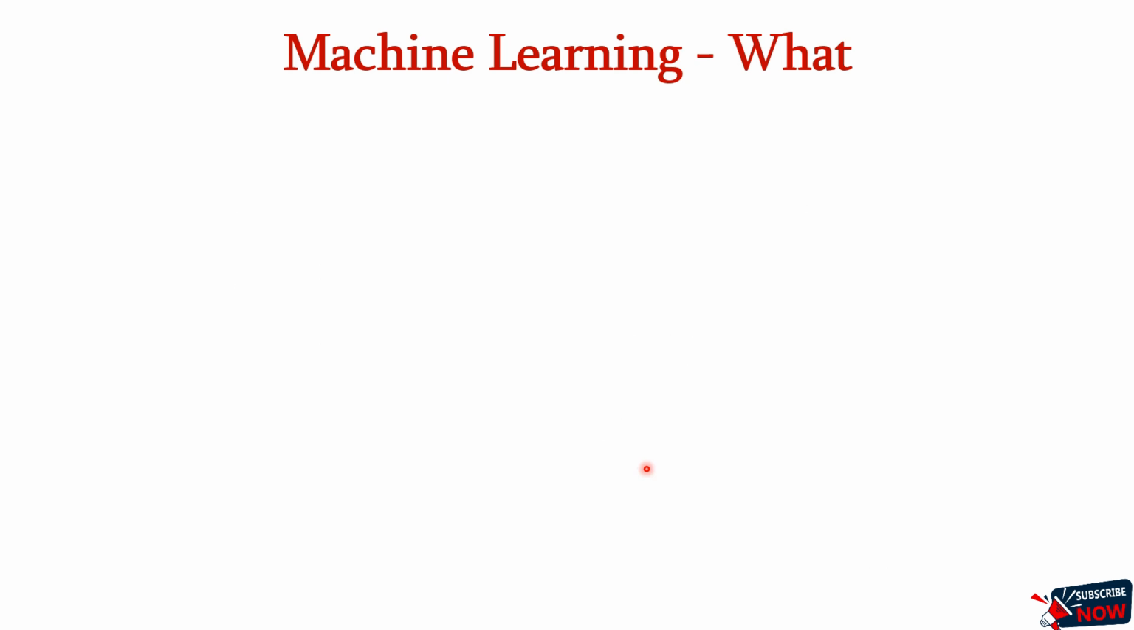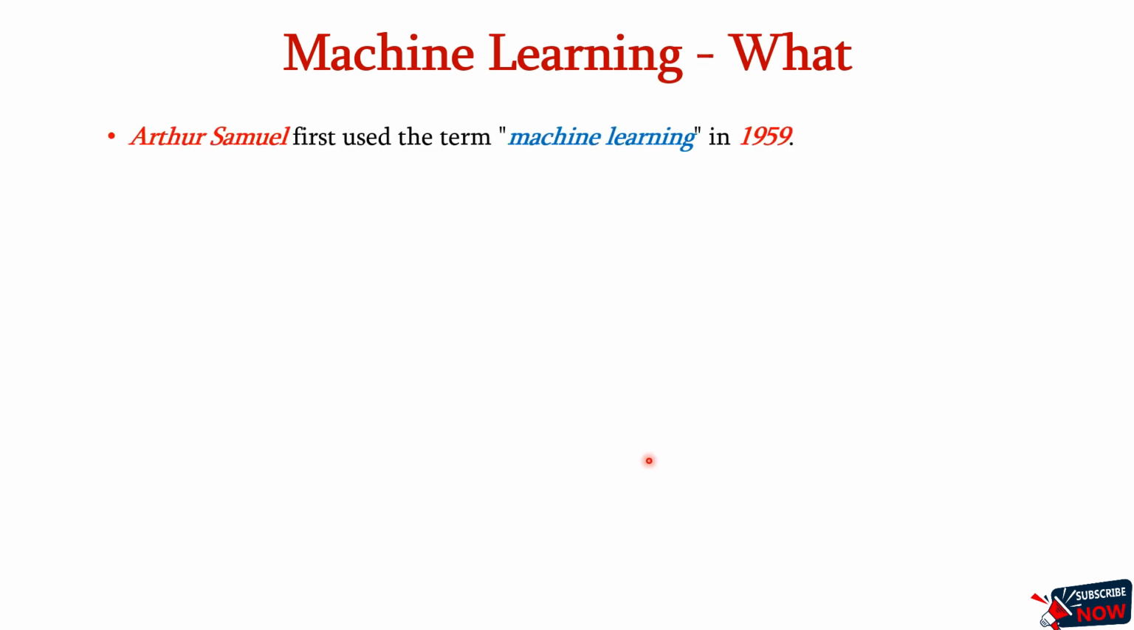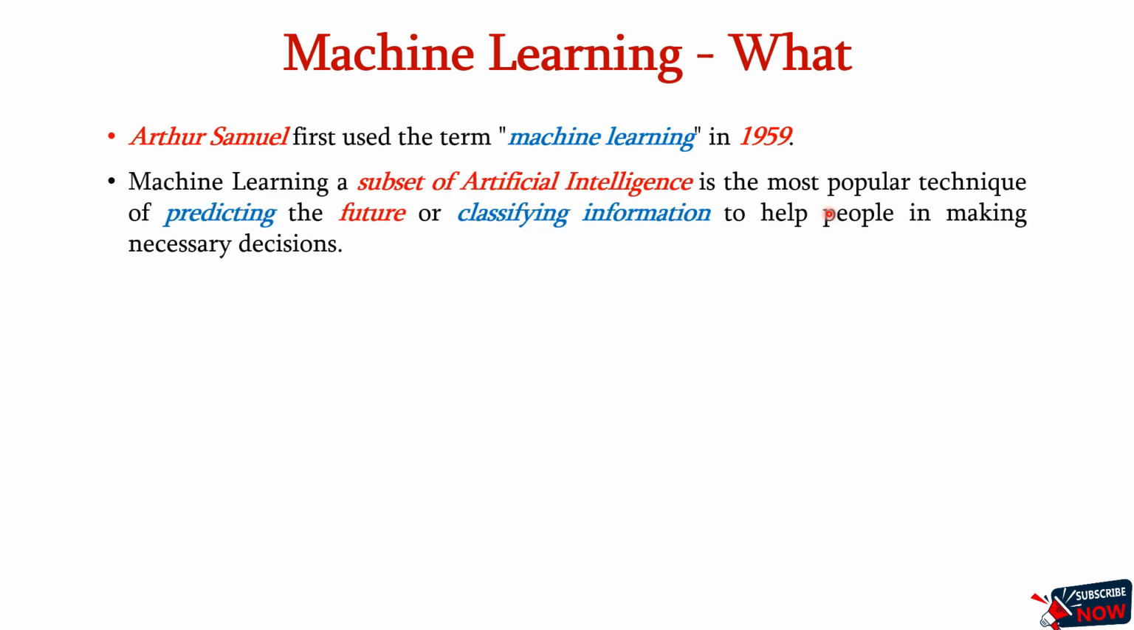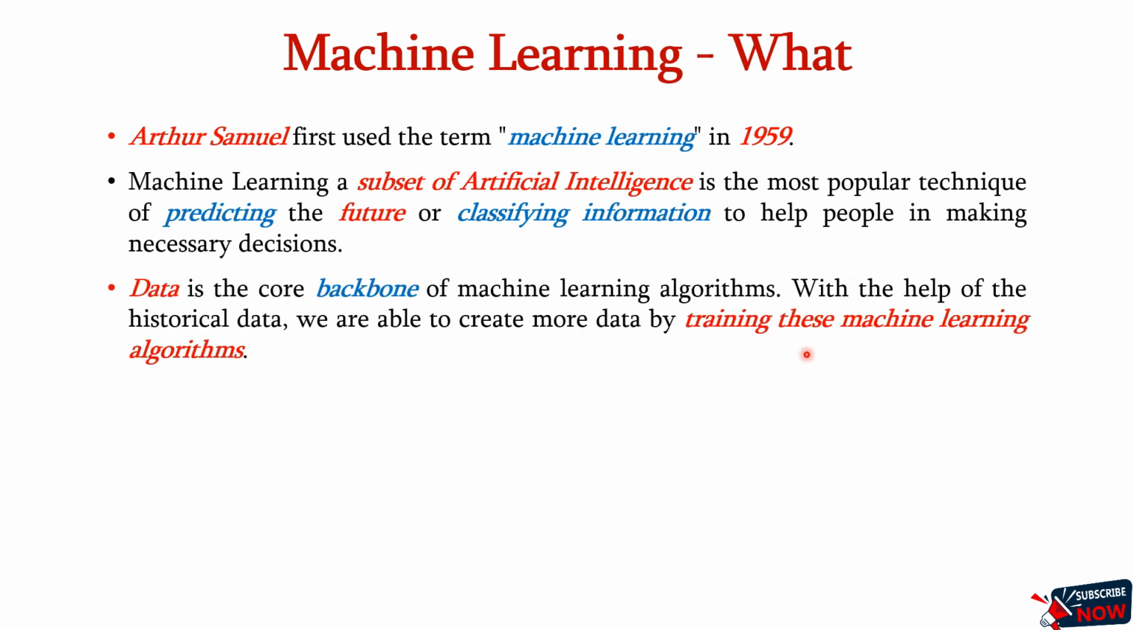Now let us see formally what is machine learning. Arthur Samuel first used the term machine learning in the year 1959. Machine learning is a subset of artificial intelligence, which is the most popular technique for predicting the future or classifying the information, which helps people in making necessary decisions. Data is the core backbone of machine learning algorithms. With the help of historical data, we are able to create more data by training these machine learning algorithms.